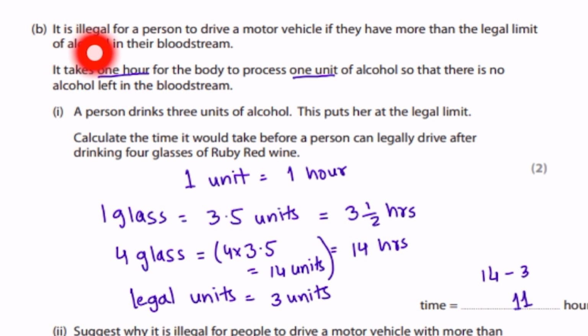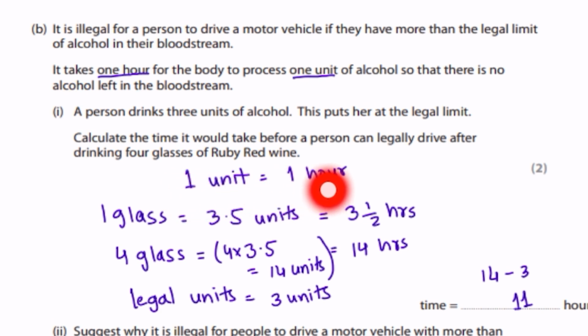Part B. It is illegal for a person to drive a motor vehicle if they have more than the legal limit of alcohol in their bloodstream. It takes 1 hour for the body to process 1 unit of alcohol so that there is no alcohol left in the bloodstream. A person drinks 3 units of alcohol. This puts her at the legal limit. So it means 3 units are legal, and from the 4th unit it will be illegal. Calculate the time it would take before a person can legally drive after drinking 4 glasses of ruby red wine.